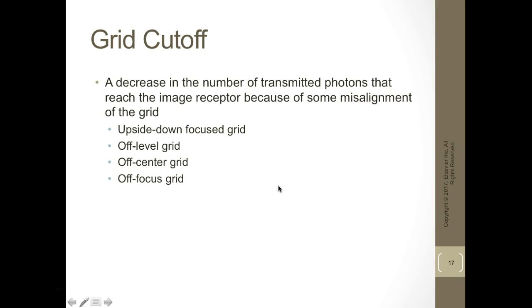All right, grid cutoff, and that's the reason why you can't angle certain ways. You have to make sure you have the right grid, or else you're going to have grid cutoff. Grid cutoff is the decrease in the number of transmitted photons that reach the image receptor because of some misalignment of the grid. There are different types, and I showed you some of those in the other PowerPoint that is posted: an upside down focus grid, off level grid, off center grid, and off focus grid.